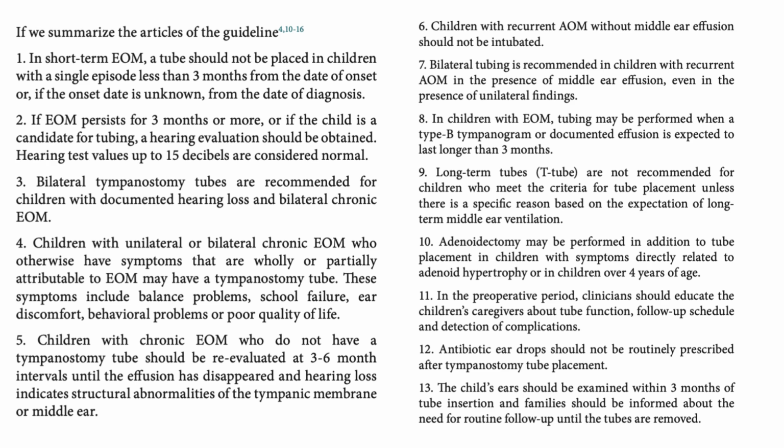1. In short-term EOM, a tube should not be placed in children with a single episode less than 3 months from the date of onset or, if the onset date is unknown, from the date of diagnosis. 2. If EOM persists for 3 months or more, or if the child is a candidate for tubing, a hearing evaluation should be obtained. Hearing test values up to 15 decibels are considered normal. 3. Bilateral tympanostomy tubes are recommended for children with documented hearing loss and bilateral chronic EOM. 4. Children with unilateral or bilateral chronic EOM, who otherwise have symptoms that are wholly or partially attributable to EOM, may have a tympanostomy tube.